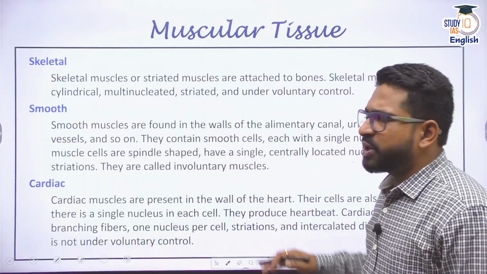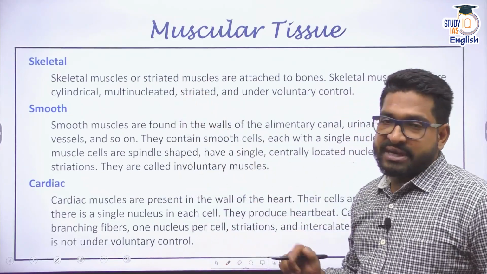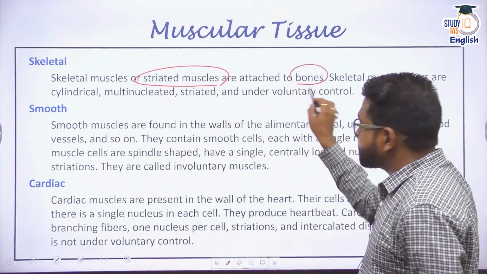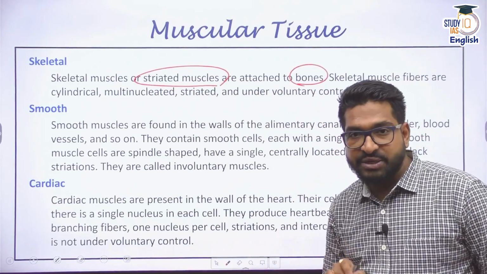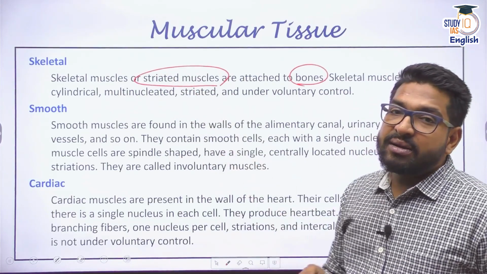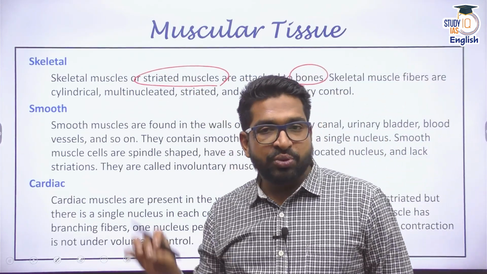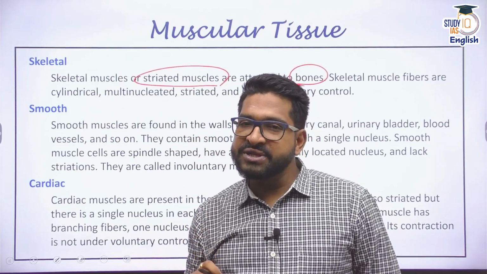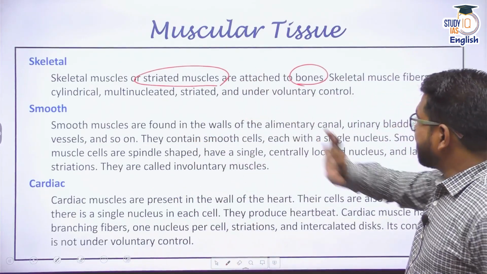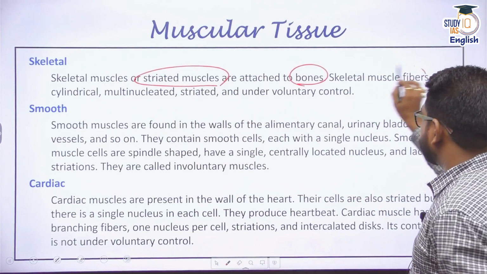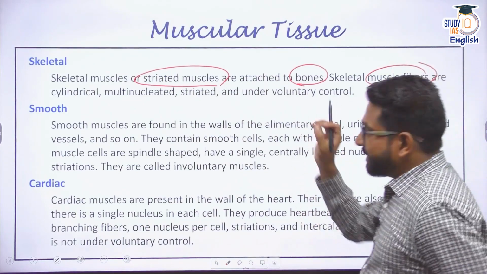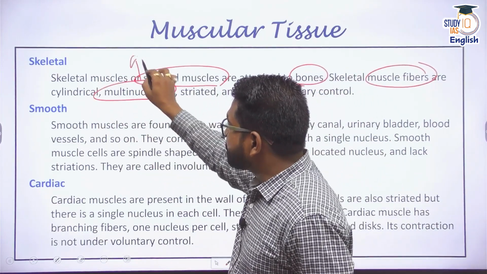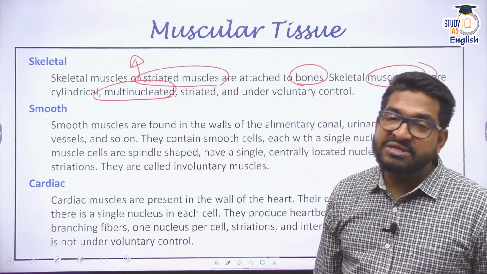So let's talk about these one by one. As I told you, skeletal muscles are striated muscles. They are attached to the bones. Bone is a connective tissue, please remember. Again, skeletal muscle tissue has a very important peculiarity, and I want you to remember this from an exam perspective. Skeletal muscles are fibers. They are striated, they are cylindrical. Remember, they are multinucleated. That means there is more than one nucleus present in these muscle cells.